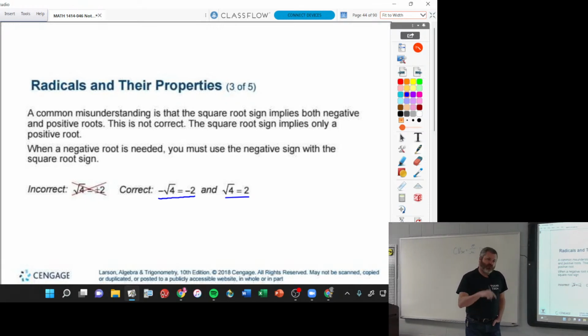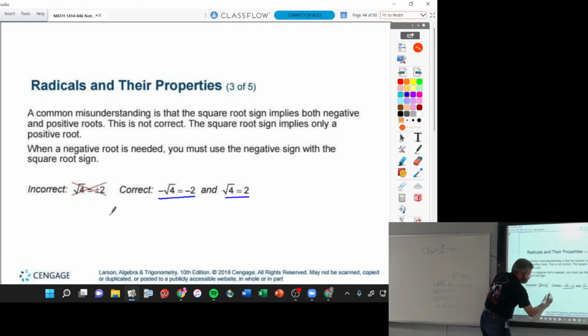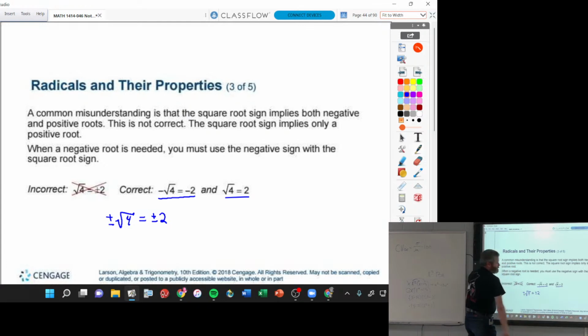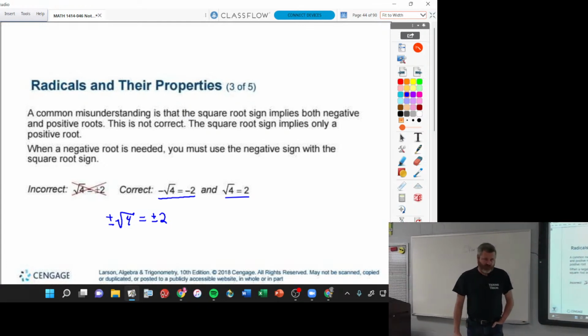If I wanted the square roots of 4, I would say plus or minus the square root of 4. The answer is, in fact, plus or minus 2. So pay attention to what's being asked of you.